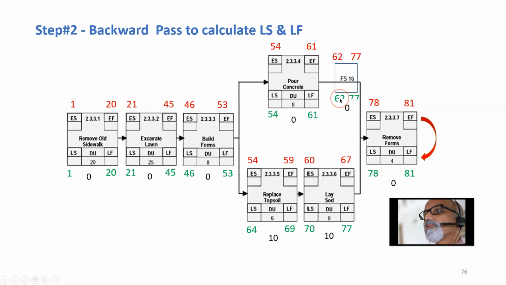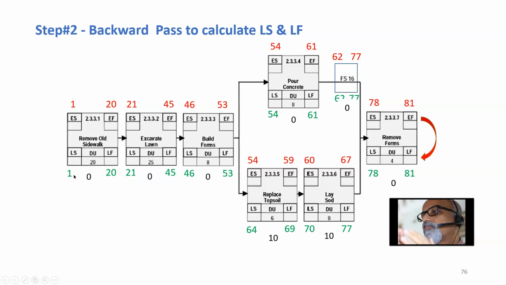And this will become 62. This is 61. This is 54. And now we have a convergence of two paths. Here it is 64. Here it is 54. And when we converge on a backward path, we always take the lowest. So here it is 54. Here it is 64. So this will become 53. So 53 minus 8 plus 1, 46, 45, 21, 20 and 1.